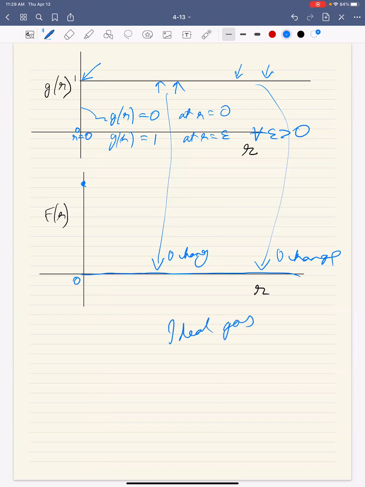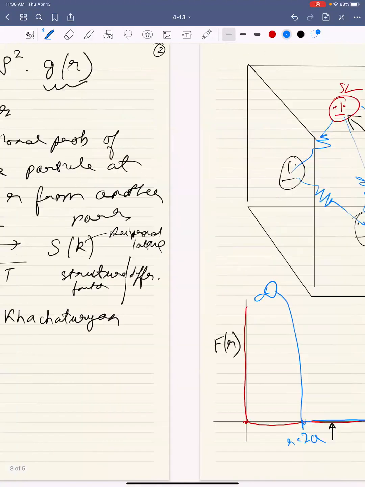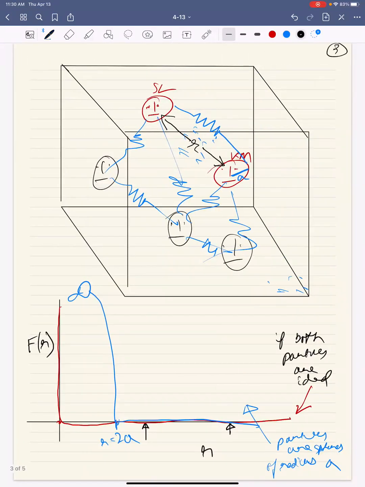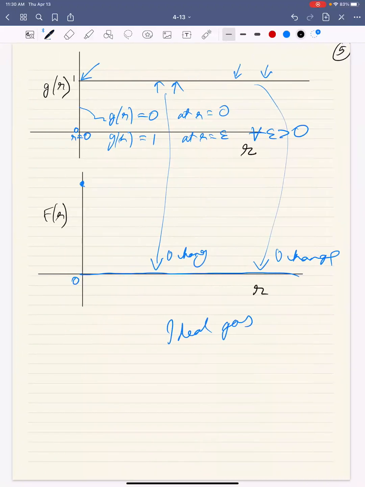Now let's go to not a full van der Waals gas, because van der Waals gas has more complicated things, but let's make the ideal gas have particles of a finite size. I should write page numbers. So page number 2, page number 3, page number 4, page number 5.